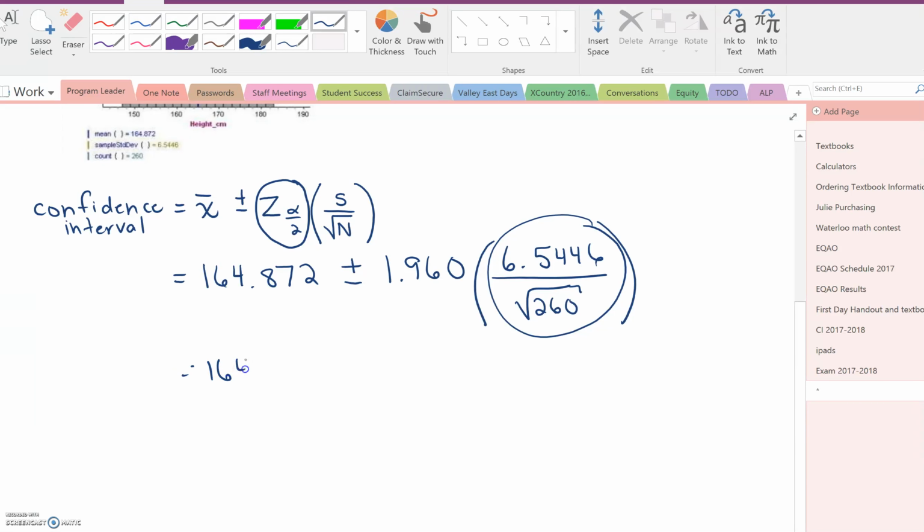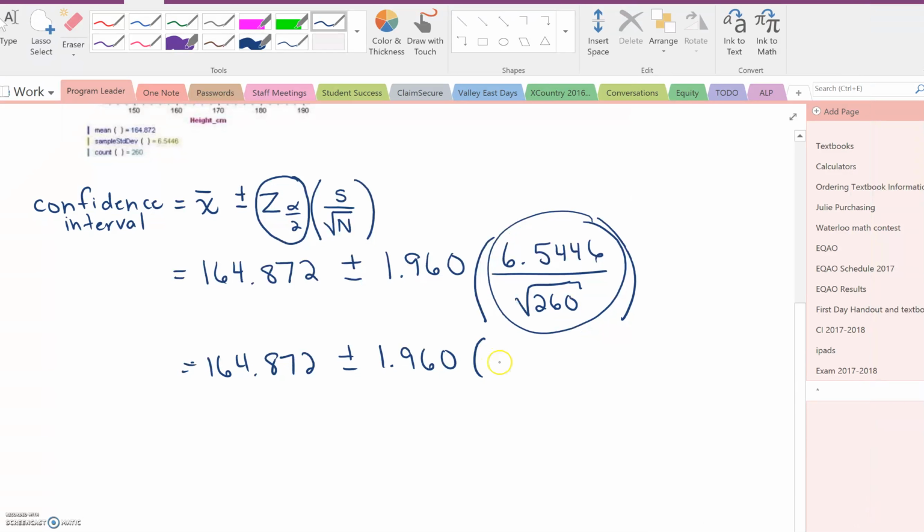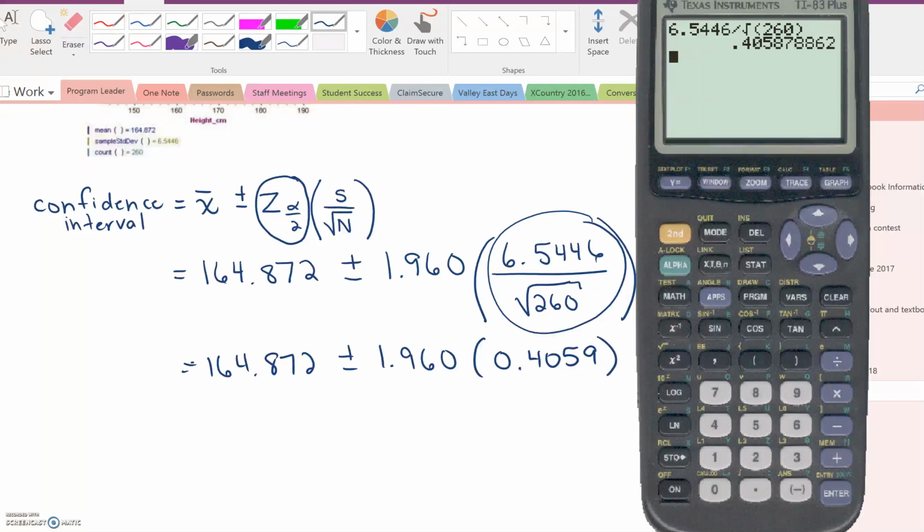Okay. So 164.872 plus or minus 1.960. And that number was, I'm going to keep 4 decimals just to try to keep it as accurate as I could, okay? And I put a 9 at the end.